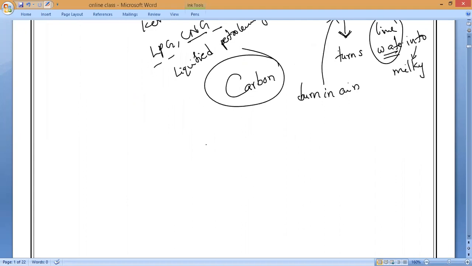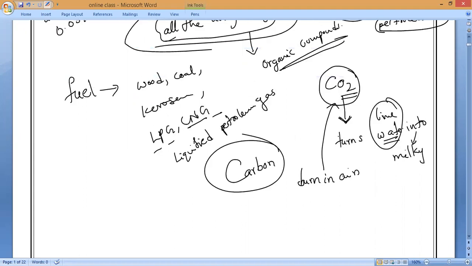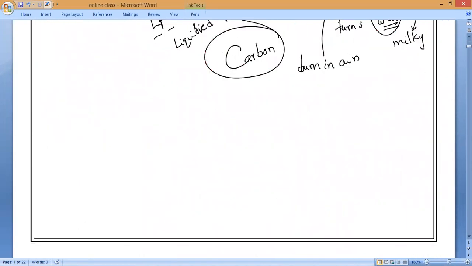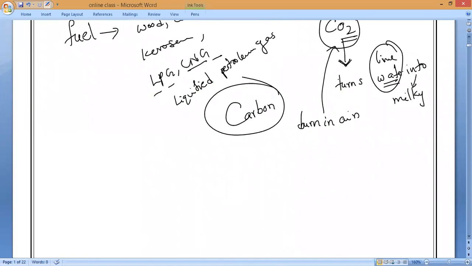So this is basically a general introduction to carbon. Why are carbon and its compounds very important? In 11th and 12th, they separate chemistry into two parts, organic chemistry and inorganic chemistry. So this is a basic foundation chapter for the entire 11th class chemistry, which you can easily study if you have been very perfect in this chapter.